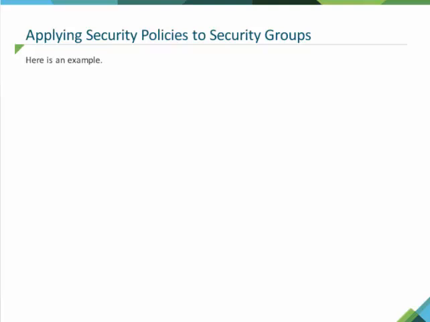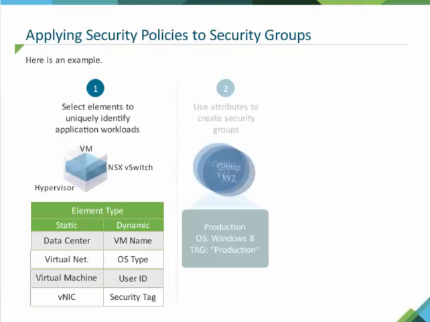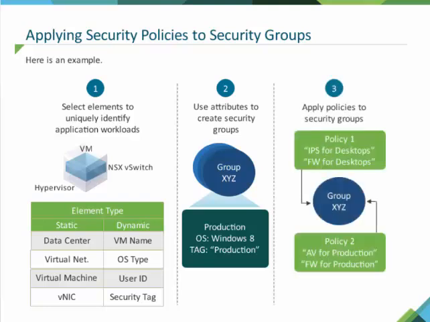Here is an example. You can select certain elements to uniquely identify your application workloads, such as virtual machine names, operating system type, or security tag. You can create a security group named Group XYZ. In Group XYZ, both production and desktops are defined. For example, production is defined using attributes such as Windows 8 operating system and a security tag. Assume that you have created two security policies, Policy 1 and Policy 2. You apply Policy 1 to desktops and apply Policy 2 to production.